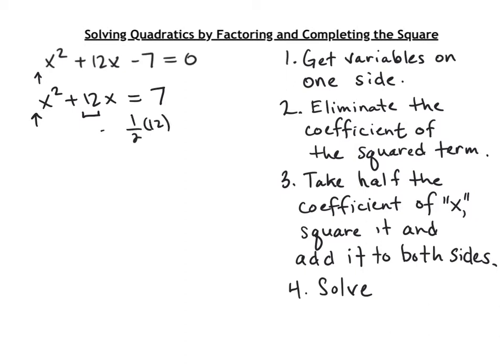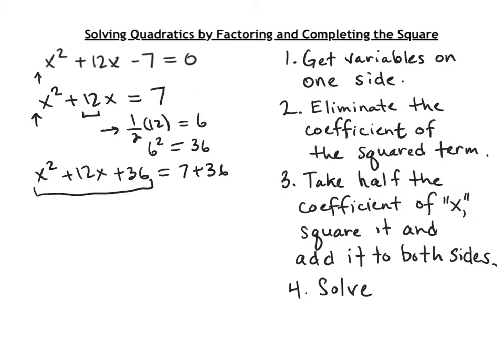The reason I wrote the half is because if you have a fraction like 5/3, you want to multiply it by half to take half of it. It's just easier. 1/2 times 12 is 6. 12 divided by 2. And then you take that 6 and you square it. 6 squared is 36. And you add that to both sides. X squared plus 12x plus 36 equals 7 plus 36.